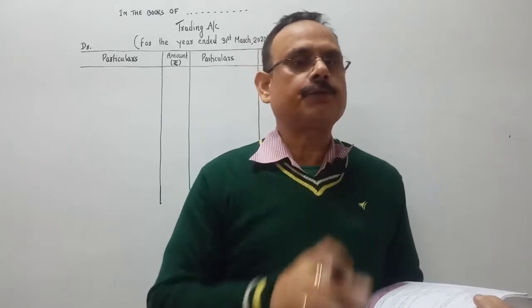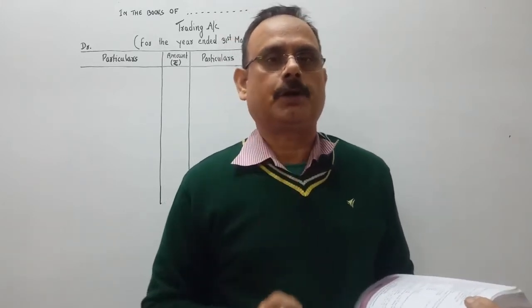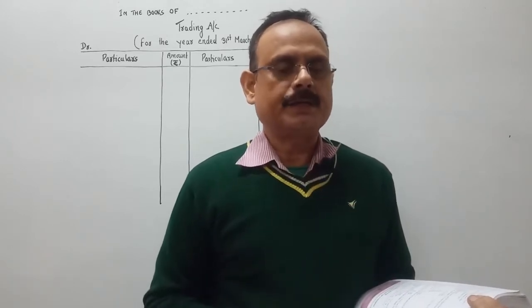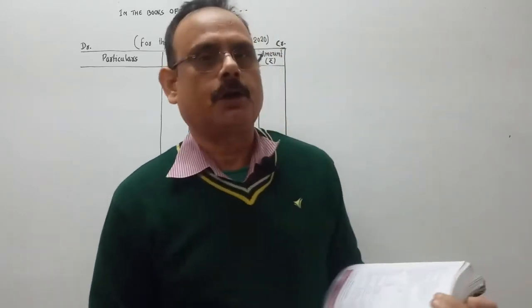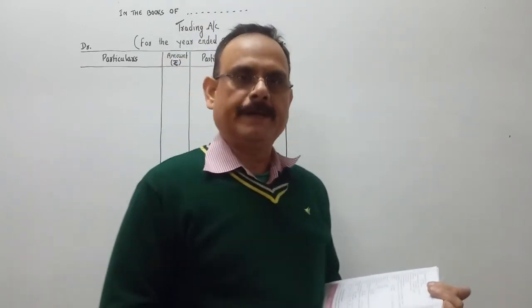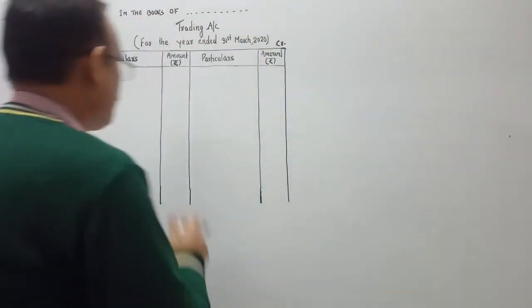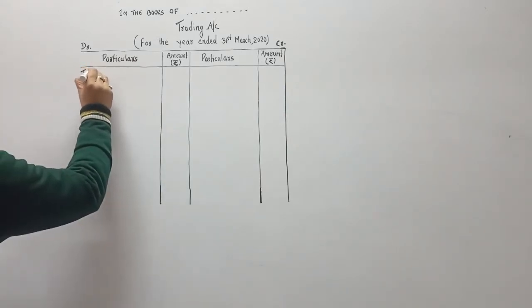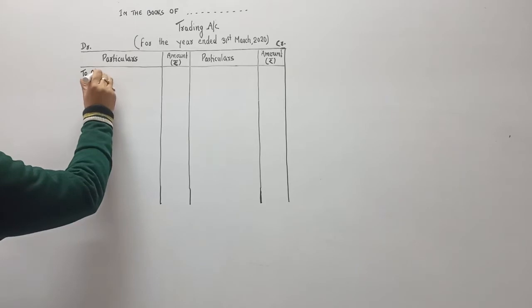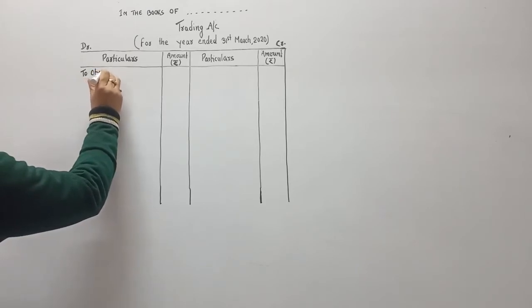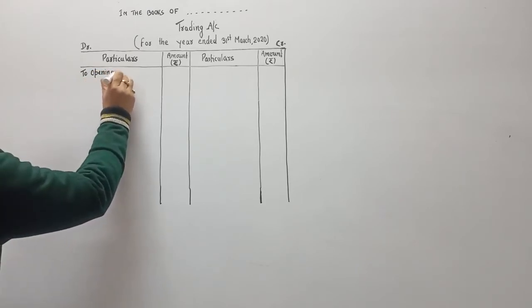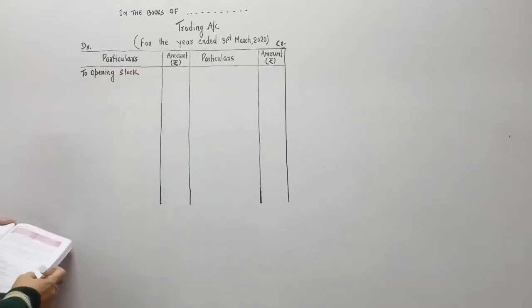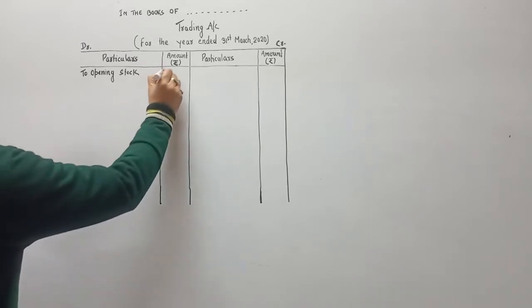Trading account starts with what? It starts with the opening stock. If opening stock is mentioned in the question, then we start with the opening stock. On the left hand side of this format, opening stock is given, so we write it this side. This is the stock on the first day of the financial year. Opening stock is 2,50,000.